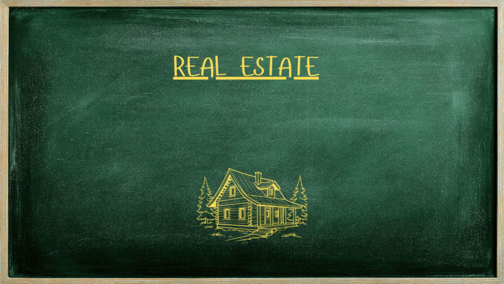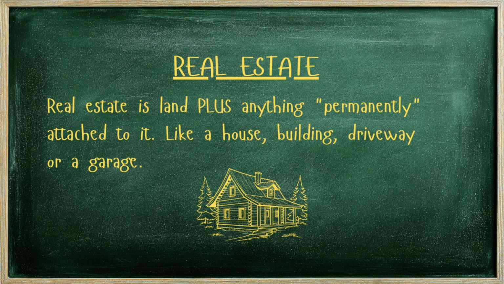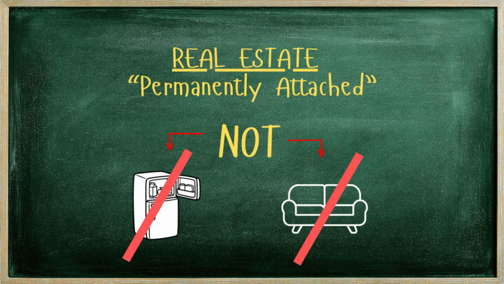Okay, now let's dive into the meaning of real estate. Real estate is land plus anything permanently attached to it, like a house, building, driveway, or a garage. Once these additions are added, it is no longer just land, it is now real estate. An important word to take note of: permanently. Permanently attached. If something can be removed easily, it most likely is not real estate.